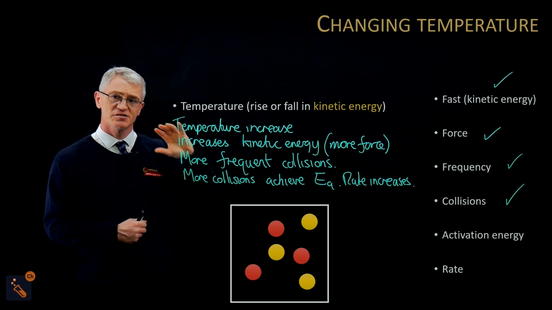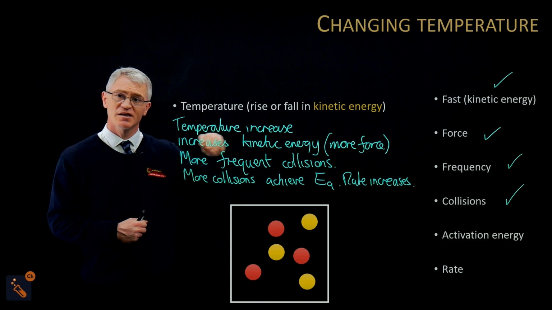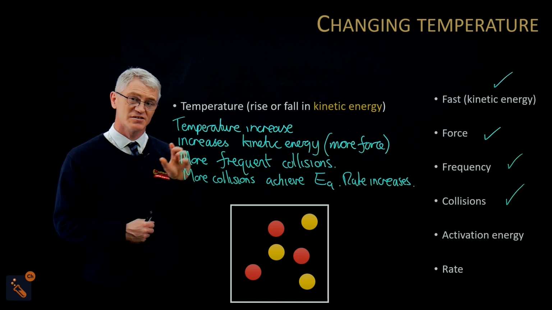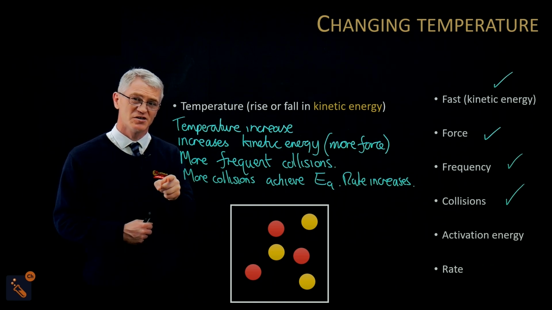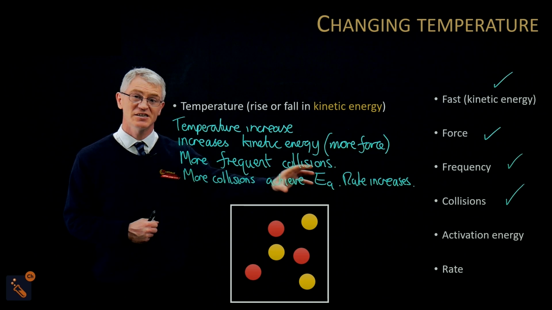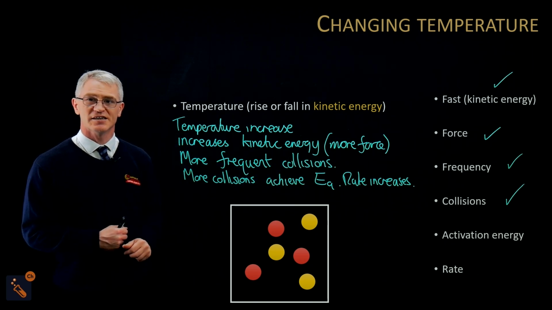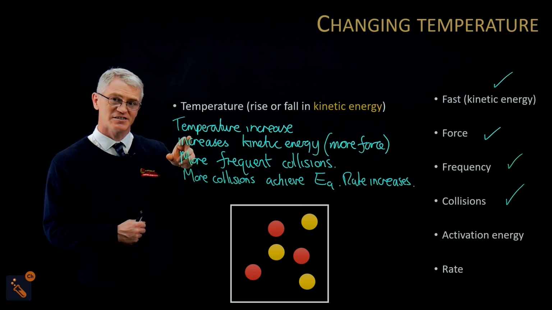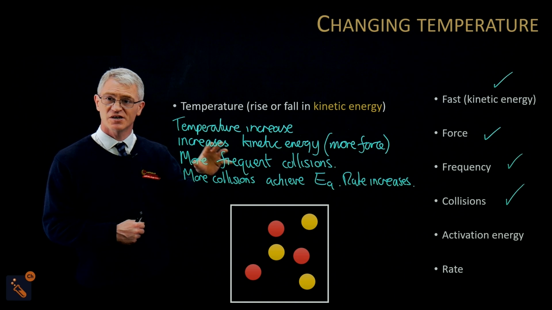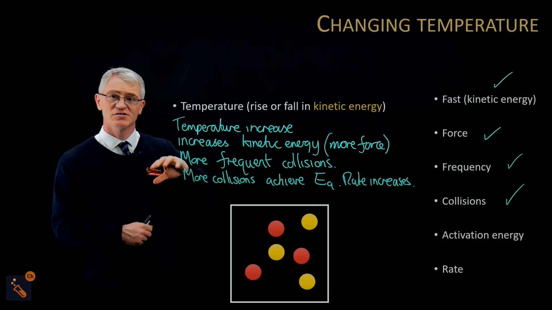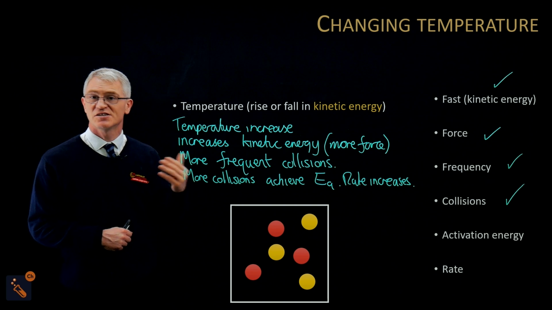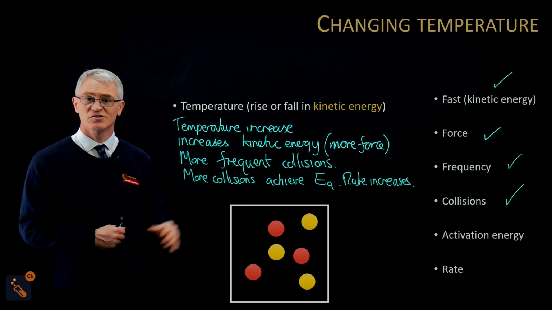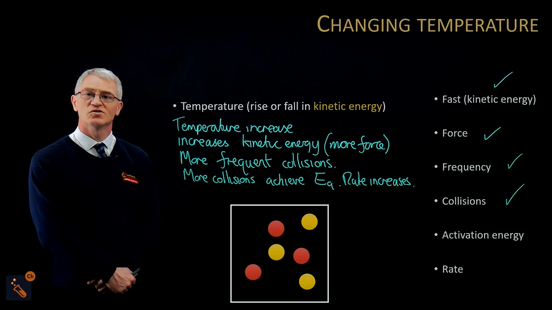If we do a temperature increase, you increase the kinetic energy, there's more force. And that means more frequent collisions and more collisions that achieve activation energy, EA, and these are what's going to get you the marks, and the rate will increase. The opposite of that is temperature decreases, kinetic energy decreases, the force of the collisions decreases, there are less frequent collisions, and fewer collisions achieve activation energy, and the rate decreases. And that is how you structure a question using all of the keywords for changing temperature rate of reaction questions.